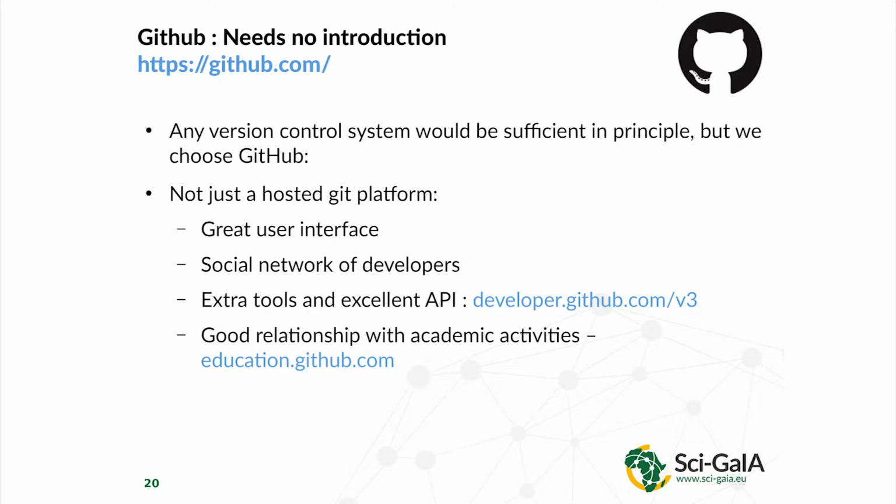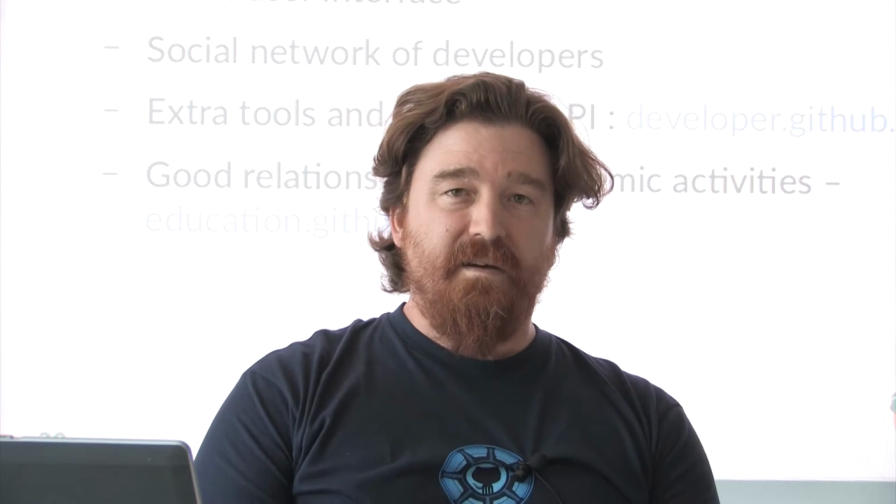We'll be making quite extensive usage of the GitHub API. This will usually happen behind the scenes, but the GitHub API is extremely functional and rich. So this is another reason why we've chosen to use GitHub. Finally, GitHub has very good relationships with academic institutes and academic activities, giving lots of free support to projects like ours. And so we suggest using this for research activities where you may need it.